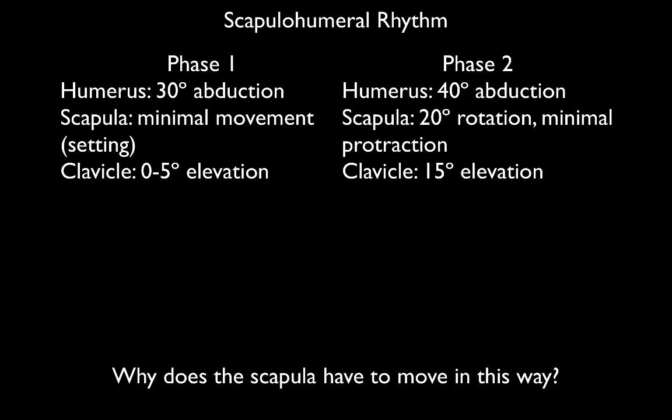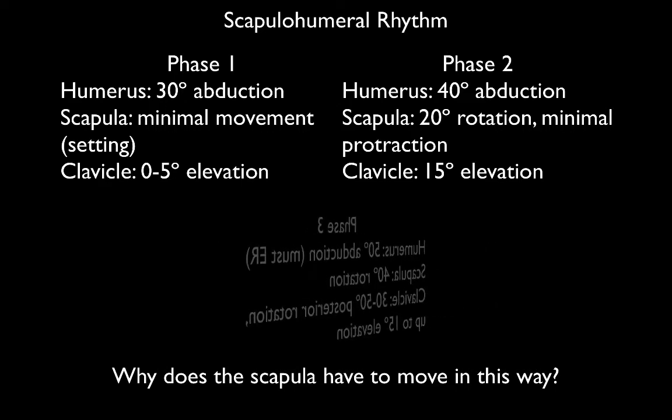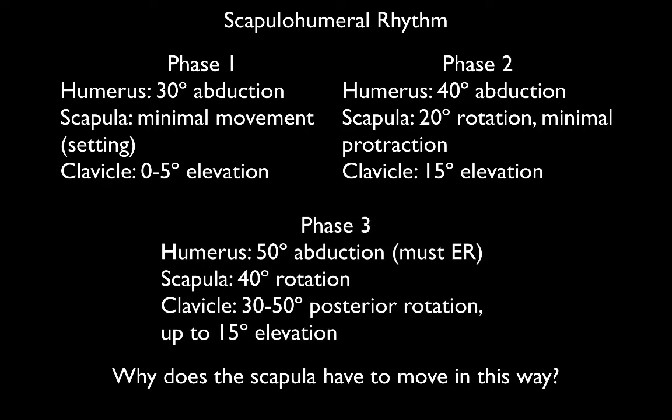The scapula also plays a role in overhead movements, and to elevate your arm 90 degrees of abduction, really what's happened is the glenohumeral joint has contributed 70 degrees and the scapula 20 degrees. And of course, the clavicle has to be able to elevate in order for this to occur. And then finally we have phase three. So phase three is the end of the movement. Now the arm is fully abducted overhead.